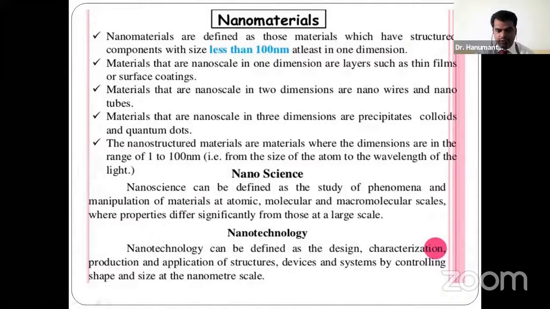And in nanotechnology, it is again the same: designing, characterization, production, or application of particular techniques in one dimension or two dimensions, for performing a particular function, which in future we can use for application.